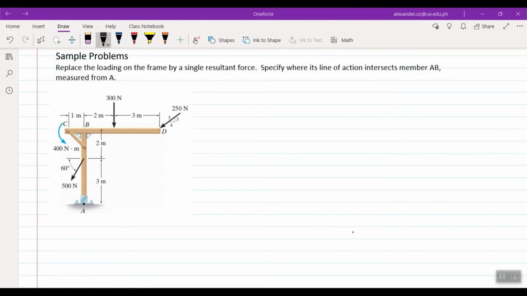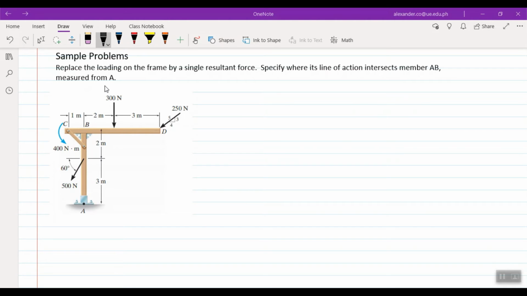Third problem. Replace the loading on the frame by a single resultant force. Okay, specify where its line of action intersects member AB. So this is member AB. As you can see here sa figure, andito yung A, andito yung B, and specify where its line of action intersects, measured from A. So medyo ibang ano na ito, no?